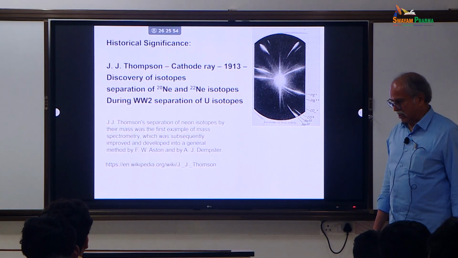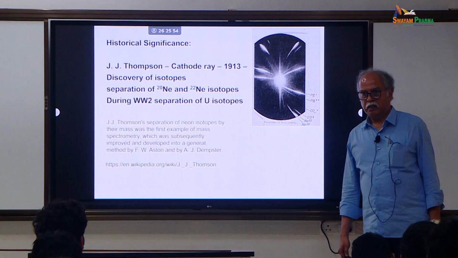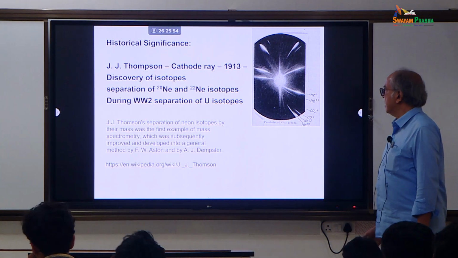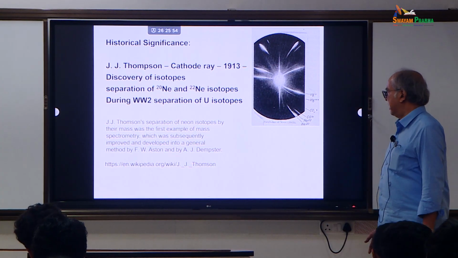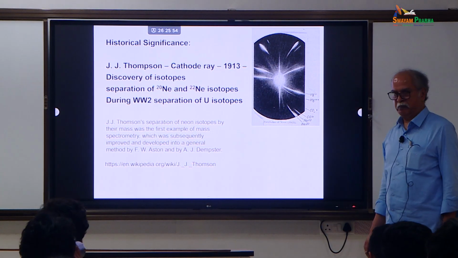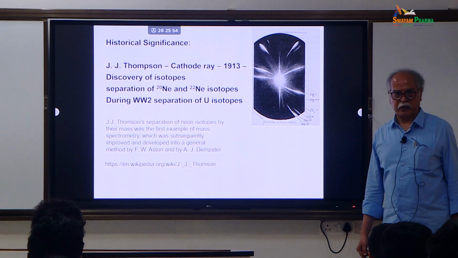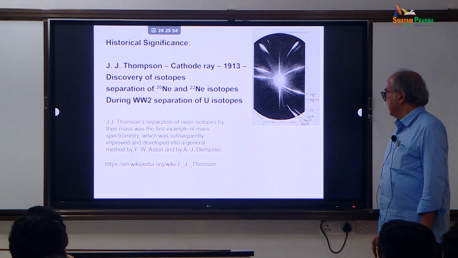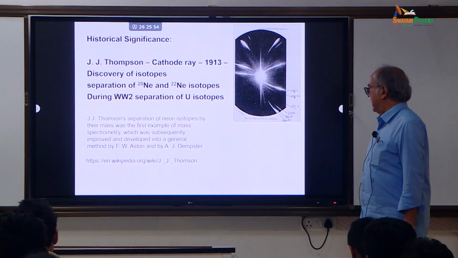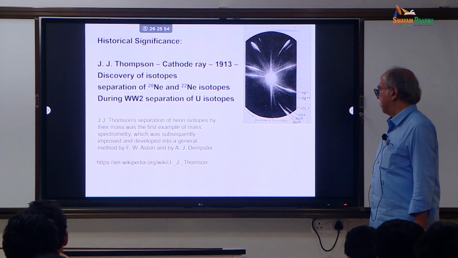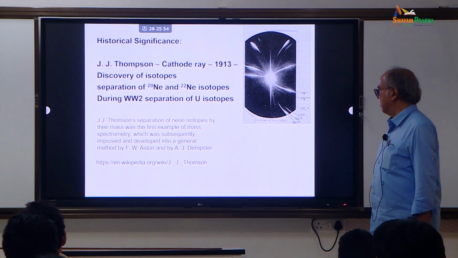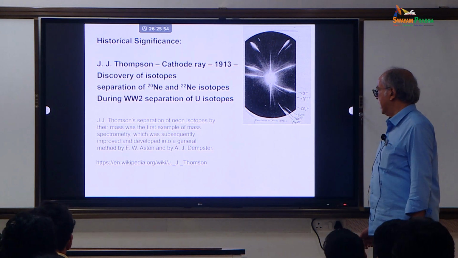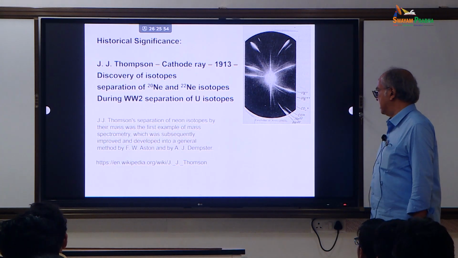Mass spectrometry, historically, was developed by a couple of scientists. J.J. Thomson is one of them, and his student later on took up the job of developing it into a technique. J.J. Thomson was interested in separating neon isotopes by their mass. This is the first example of mass spectrometry. Subsequently developed by Aston and Dempster.